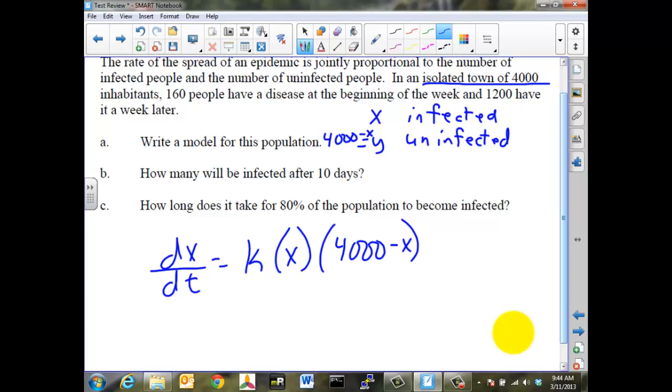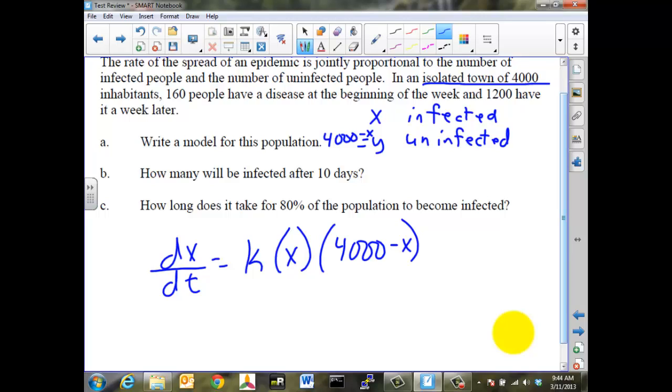Does that look like it would work? I don't get it. Why is this equation? All right, it's jointly proportional. That means both of those things affect it. So the K is just the constant of proportionality we always have in there. Does it make sense that we would be multiplying these two things? Yeah, but where did we get 4,000 minus X?